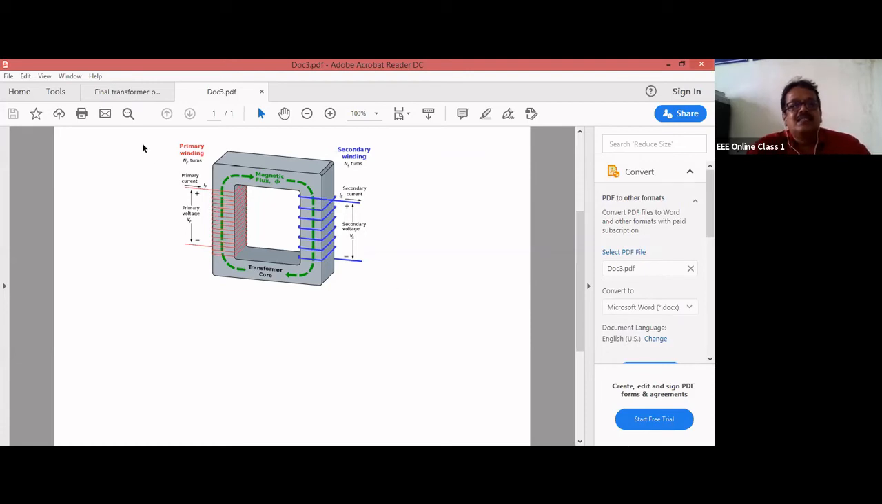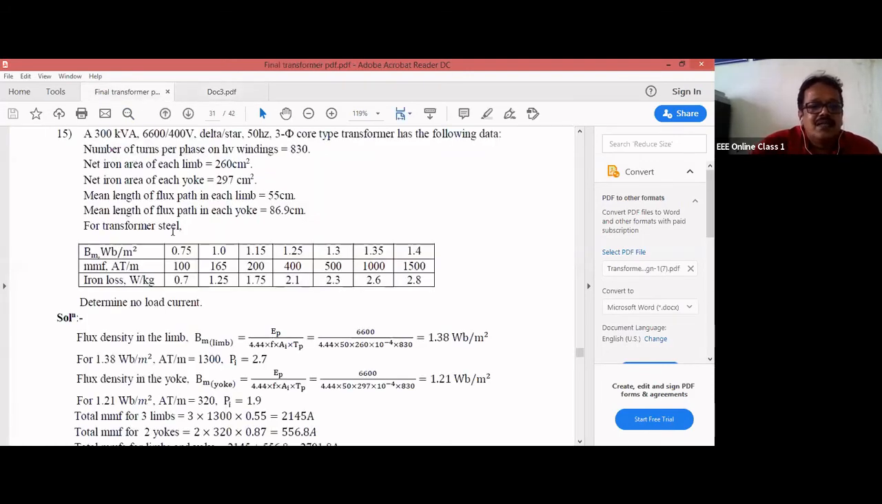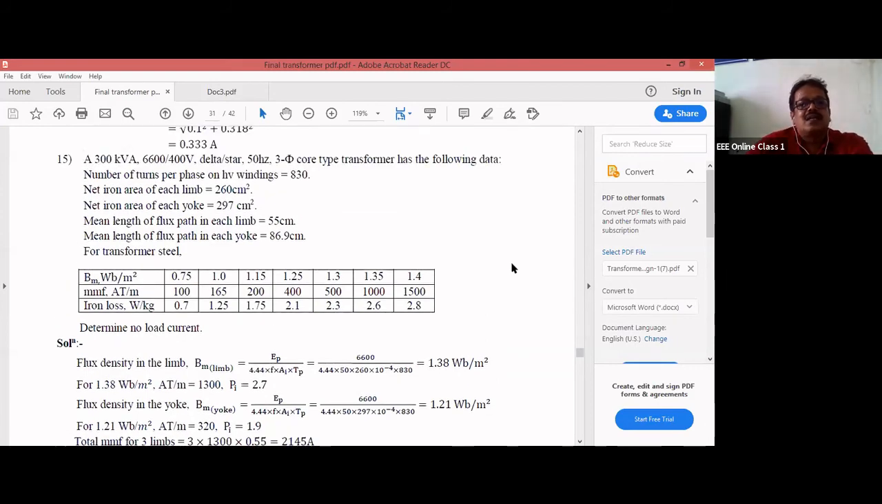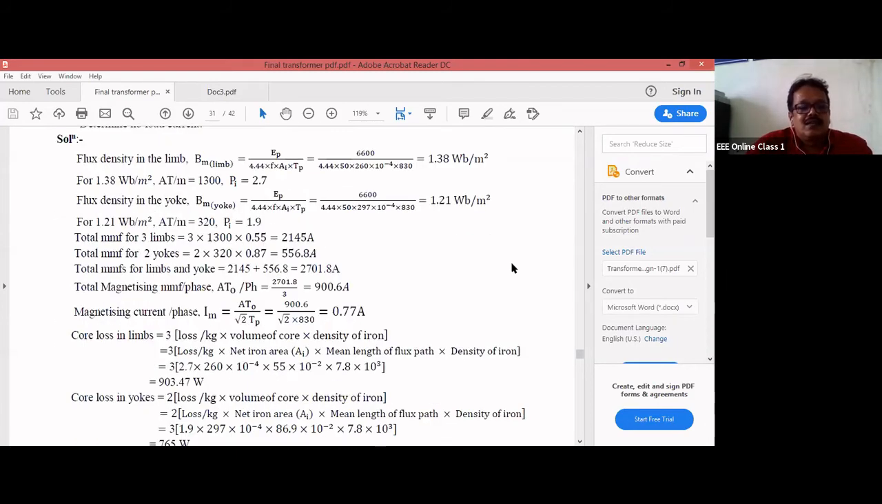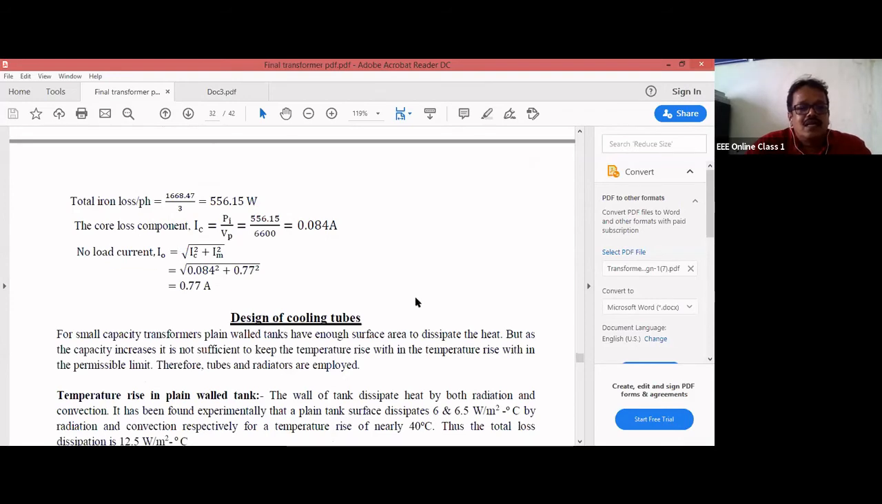To understand the problem, for the transformer steel, this is the table given. Normally, if you remember, last class I did this type of problem. This table gives various flux densities, with mmf in ampere turns per meter and iron loss in watts per kg. Finally, you have to calculate the no load current I0. Let us do it.